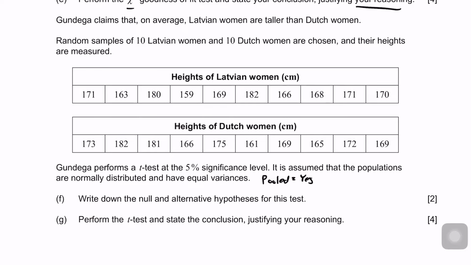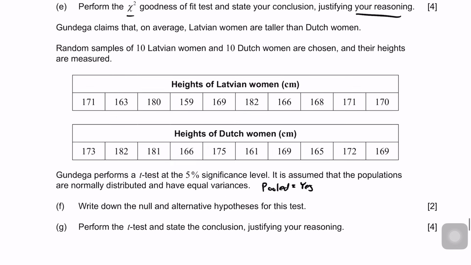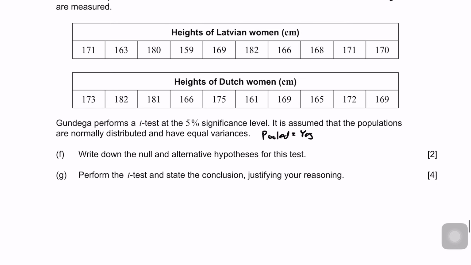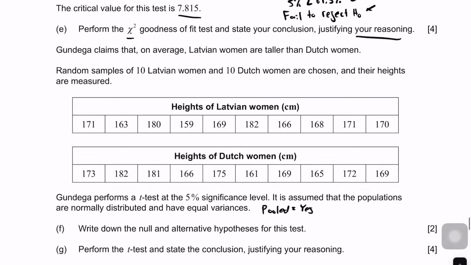Write down the null and alternative hypotheses for these tests, and perform a t-test and state your conclusions justifying your reasoning. Alright, so t-test, we have still the null and the alternative, just like our chi-squared. Null and alternative. Remember, t-test compares means. So let's call this mu1, or mean 1, and let's call this mu2.